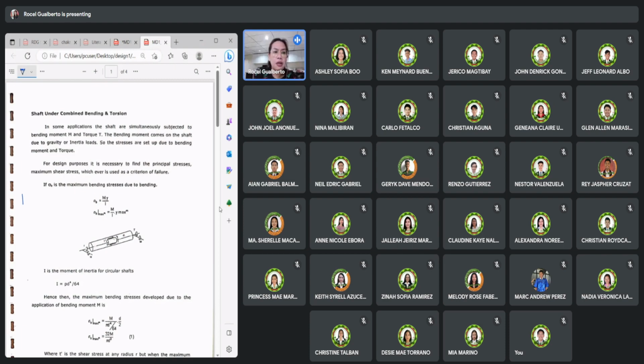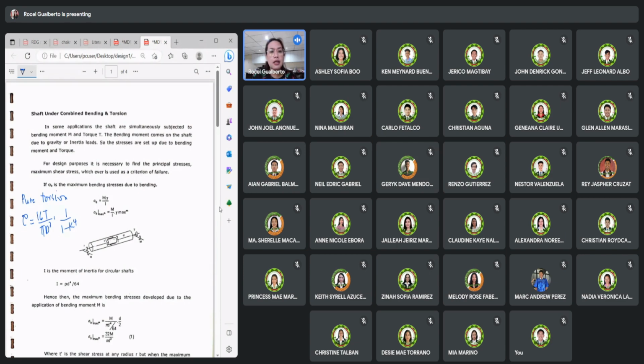Okay. So, kapag po we have here pure torsion, we come up with our torsional shear stress, tau, equal to 16T over pi d cubed times 1 over 1 minus k to the fourth. Okay, so this would be a general equation. If it is hollow, you include this, the hollow factor. If it is solid, aalisin ko lang ito.